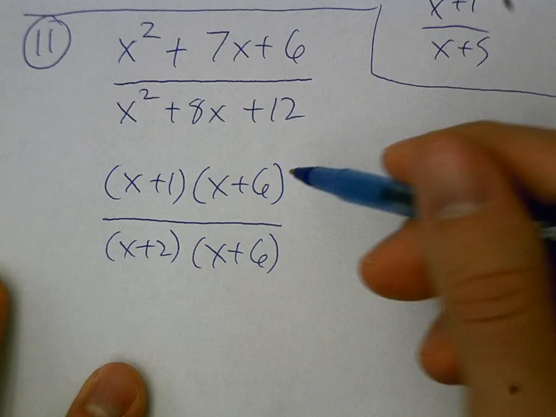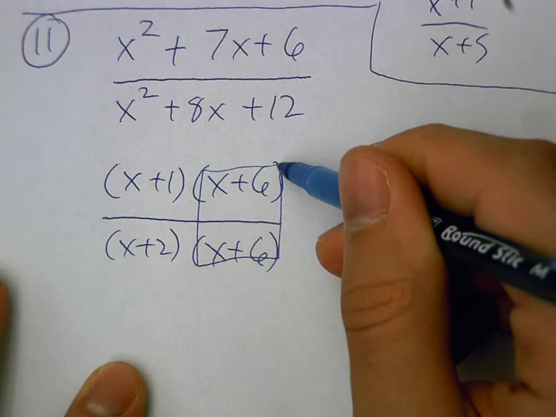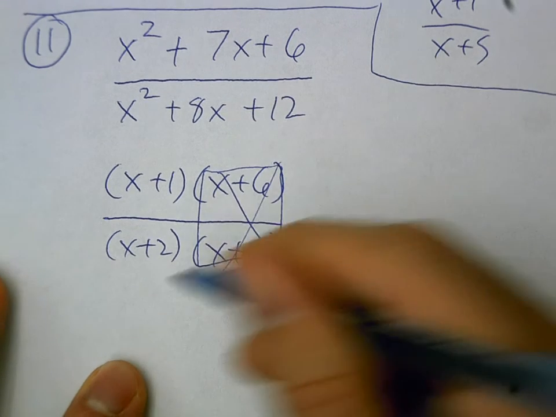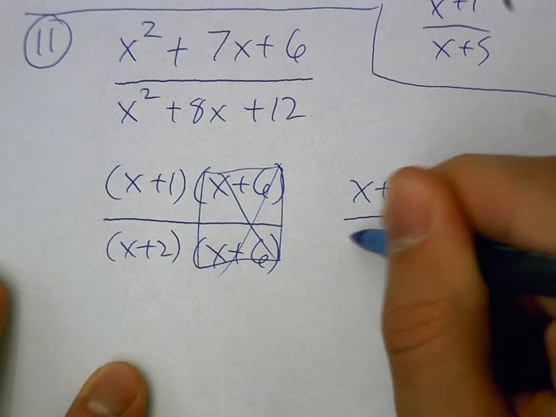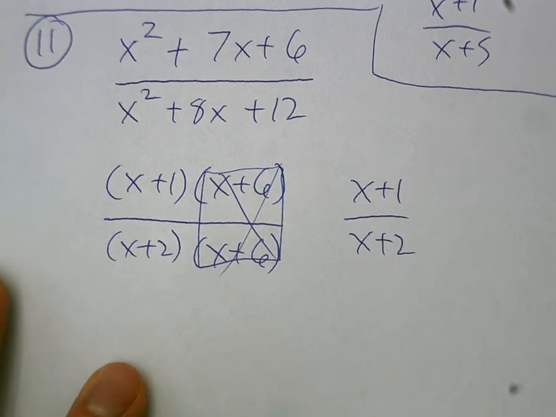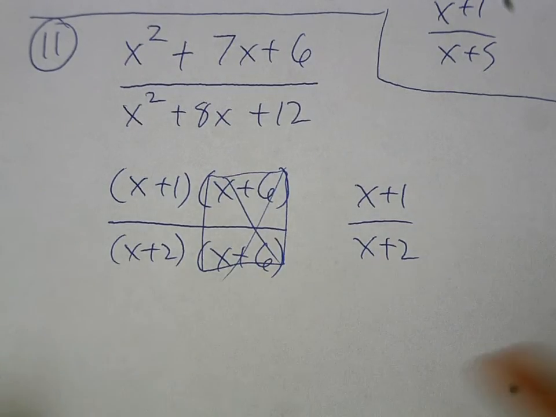So, do we have anything that reduces here? The sixes. The x plus 6s. This all reduces just to 1, and we're left with x plus 1 over x plus 2. That would be my final answer. Again, I cannot reduce the x's because they're part of addition problems.